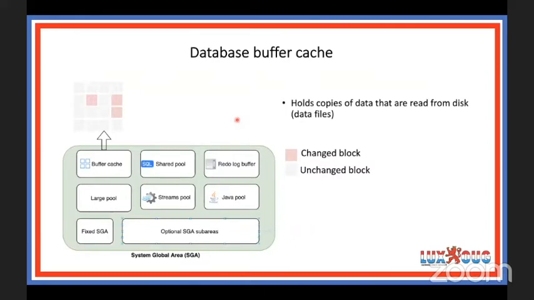Database buffer cache. The illustration of database buffer cache can be seen as a grid where we have changed and unchanged blocks. With a pink color, I depicted changed blocks, and this gray color is unchanged blocks. It holds copies of data that are read from disks, from data files.